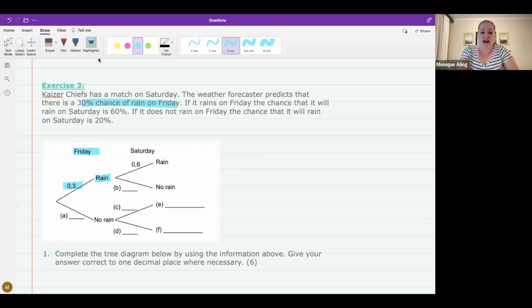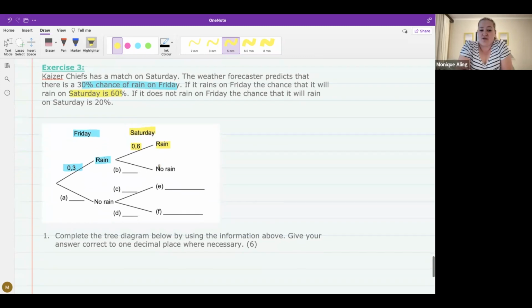Then it says, if it rains on Friday, the chance that it will rain on Saturday is 60%. So we're looking at Saturday, chance of rain. We look at the rain part, and we can see it says 0.6, which is the same as 60%. If it does not rain on Friday, the chance that it will rain on Saturday is 20%. So this has not been put in the tree diagram just yet, but that is useful information for when we need to fill it in.